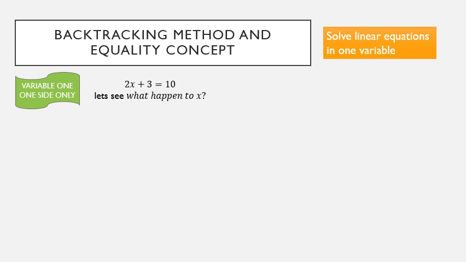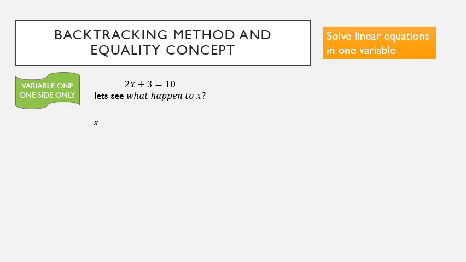Okay, so first kita akan tengok kalau dia ada x on one side saja tau. Okay, maksudnya sebelah dia ada, sebelah lagi tak ada x. So 2x plus 3 equals to 10. Okay, so first kita buat backtracking dulu. Okay, so let's see what happened to x. Maksudnya, mula-mula kita ada x je. So macam mana dia jadi macam equation kat atas tu?